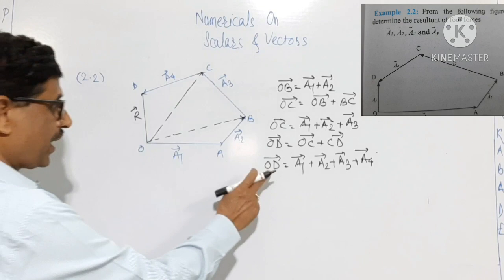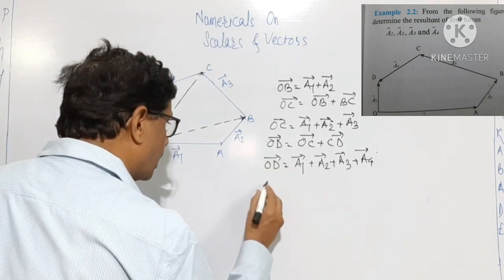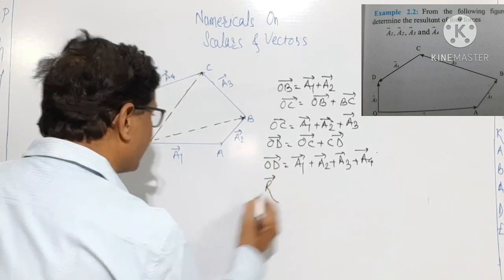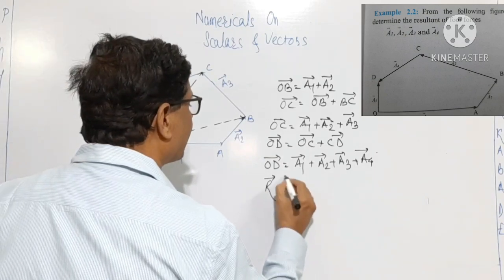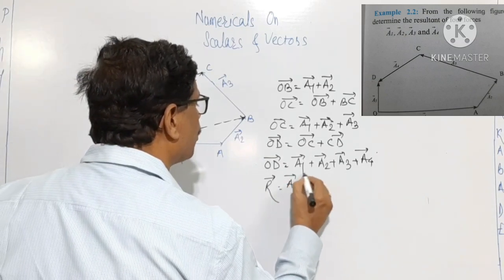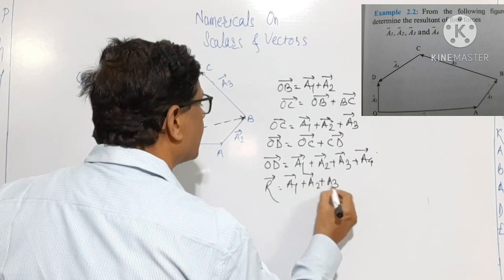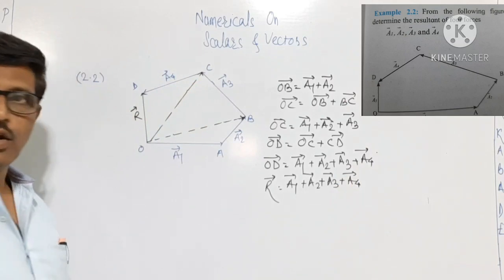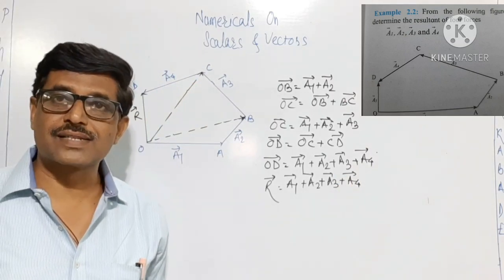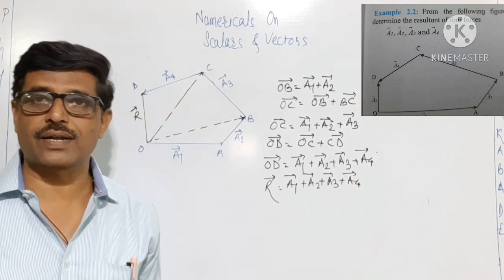Therefore, this OD is the resultant of all the four vectors. Therefore, I will write it as vector R is equal to vector A1 plus vector A2 plus vector A3 plus vector A4. Now, from this, I will state the Polygon law of vector addition.